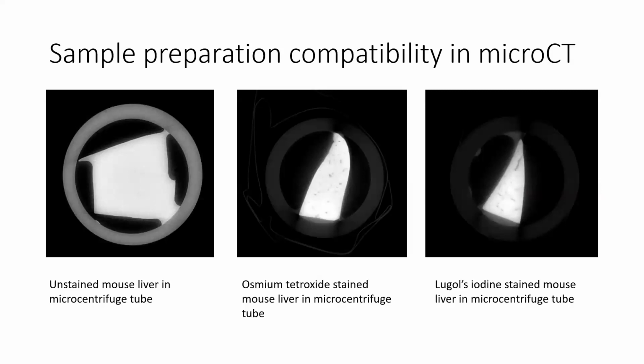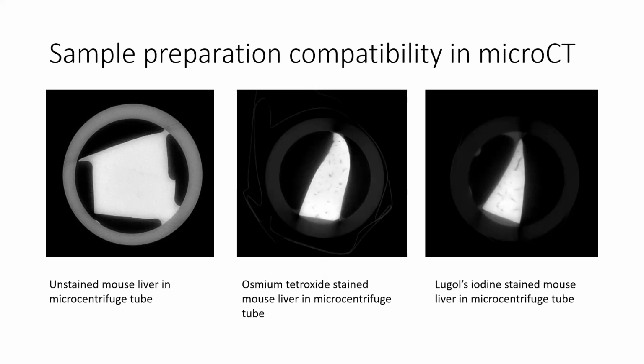But before I show you one of those, on the left, you see a two-dimensional image from a microCT scan of unstained mouse liver in a centrifuge tube. The circle is the plastic centrifuge tube. In the middle, you see a piece of liver that's been stained with osmium tetroxide, which is a very conventional heavy metal stain used in preparing samples for electron microscopy. On the right, you see a sample that's been stained with iodine, which is cheaper and penetrates more readily than osmium tetroxide. And this is another talk.